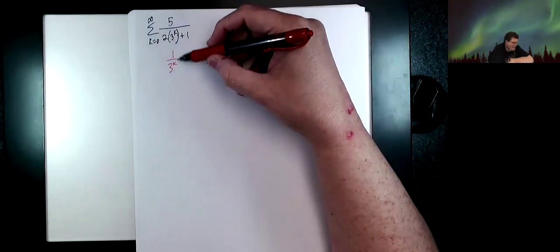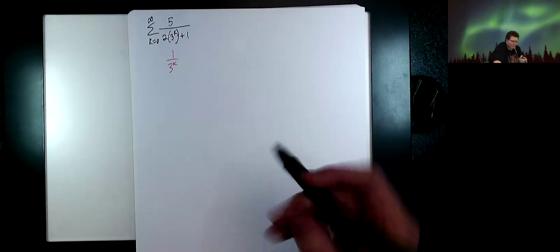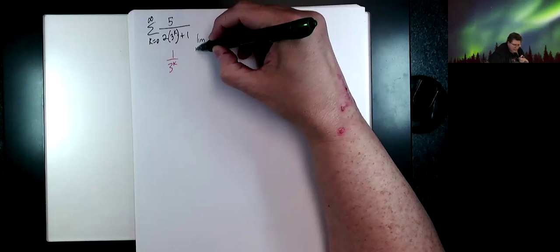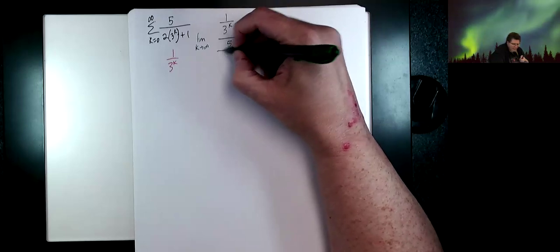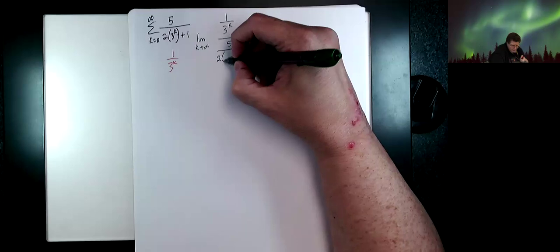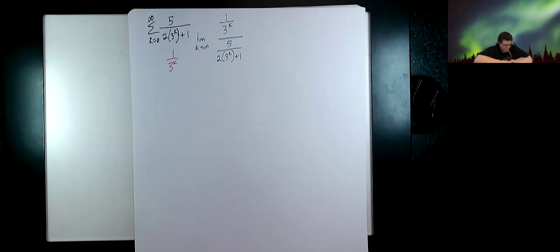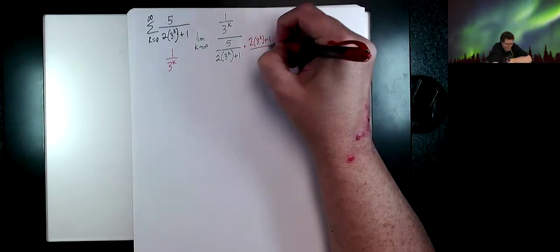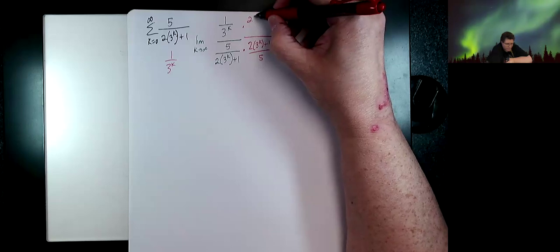Now here, if I put 1/3 to the K on the bottom, I think it's going to be a little harder to clean up. So I'm actually going to put 1/3 to the K on the top. Do the limit as K goes to infinity, because I've got K here, of 1/3 to the K divided by 5/2 times 3 to the K plus 1. It makes the work a little bit more difficult at this step, but we can actually do it. We're multiplying the top and bottom by the reciprocal of the bottom.